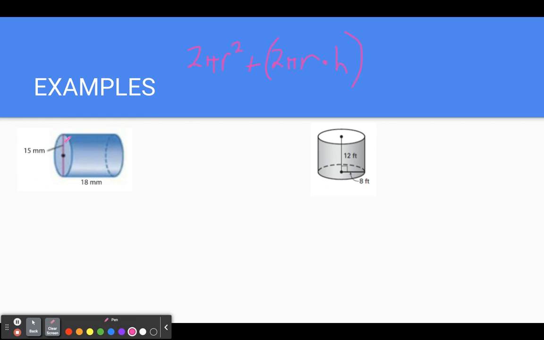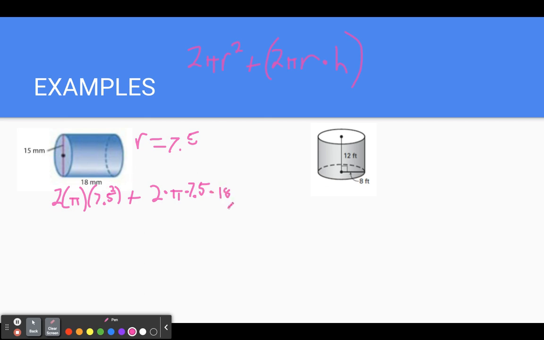All right, so here in this example, this is a diameter of 15. So diameter of 15 is not helping us, so we have to find the radius. 15 divided by 2 gives us a radius of 7.5. So here our r is equal to 7.5. So we just plug these in, 2 times pi times 7.5 squared plus 2 times pi times the radius, which is 7.5, times the height, which we see here is 18.